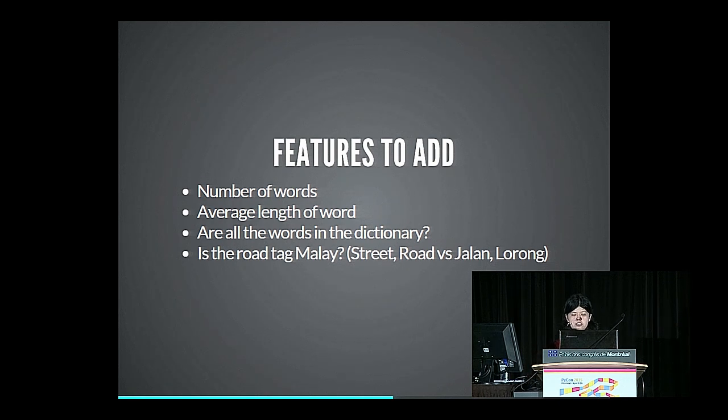Are all the words in the dictionary? This is meant to discriminate between the generic category and the British category. Both of them are sort of English words, but most of the generic words will be in the dictionary, whereas most of the names will not. And the last one is the road tag Malay. A lot of Malay road names in Singapore don't use street and road as their road tag, but their Malay equivalents like Jalan and Lorong. So this was a really good estimator.